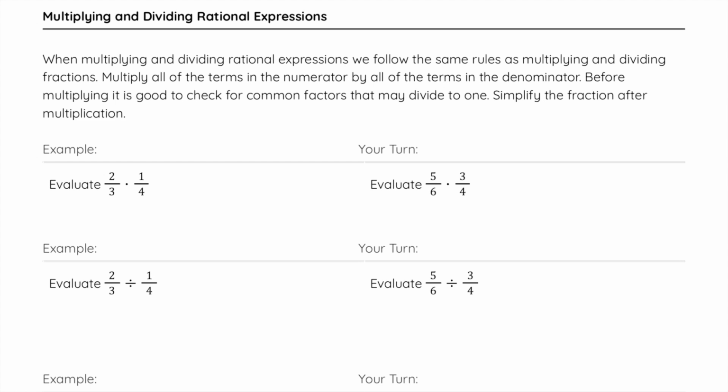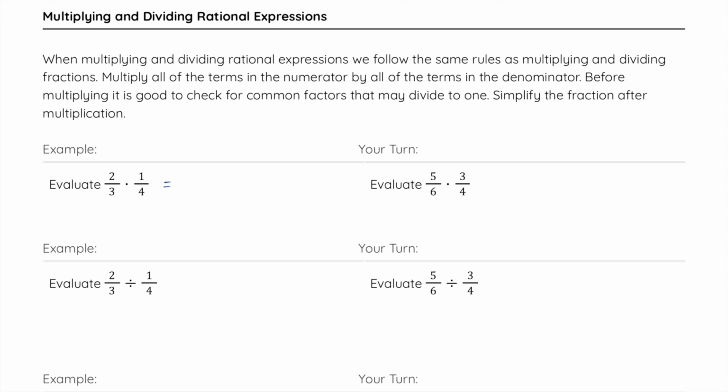So when we're multiplying and dividing rational expressions, we use the same rules as multiplying and dividing fractions. The only difference is we have to consider excluded values and things like that. So I'll do the first few examples just to refresh our rules for fractions, and then we'll look at some examples with variables. When we multiply fractions, we always multiply the numerators together and multiply the denominators together.